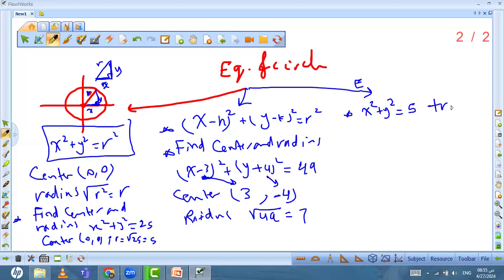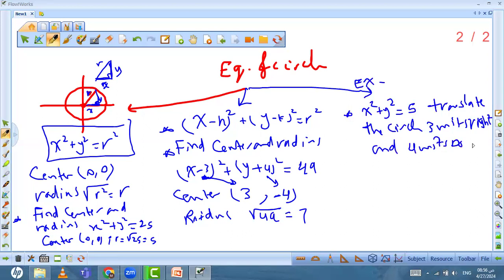If I ask you, if you have the function x squared plus y squared equal 5, translate this circle 3 units right and 4 units down. Look at this one, guys. Left, right, opposite sign. Up, down, opposite sign. If you ask me to move right, I'll put 3 with opposite sign, negative 3. If he asks me down, I'll make it what? Plus.